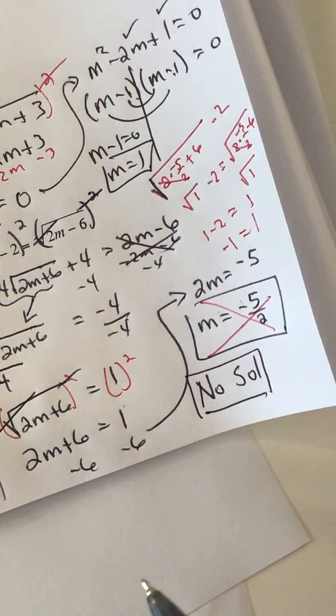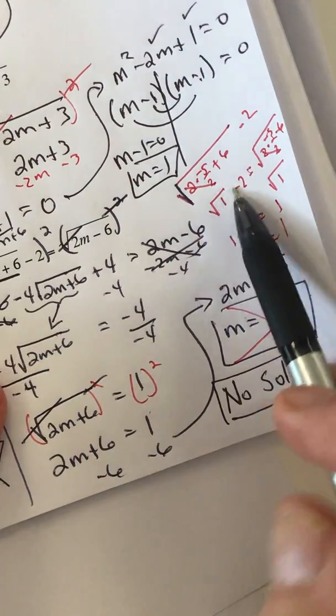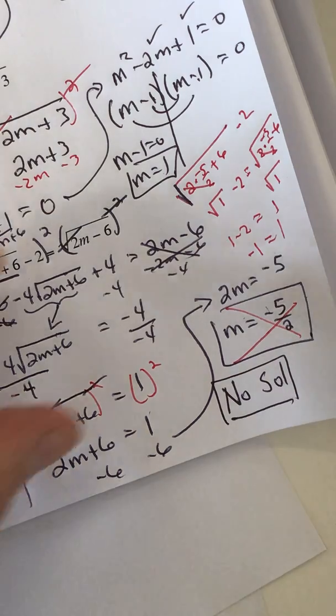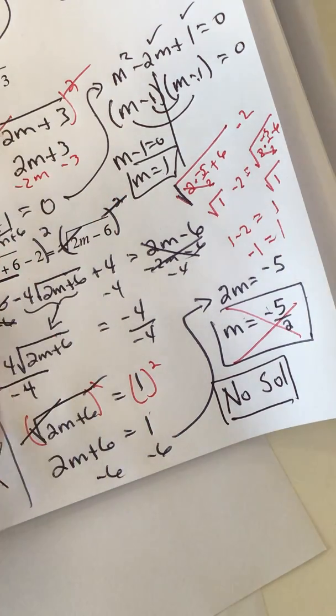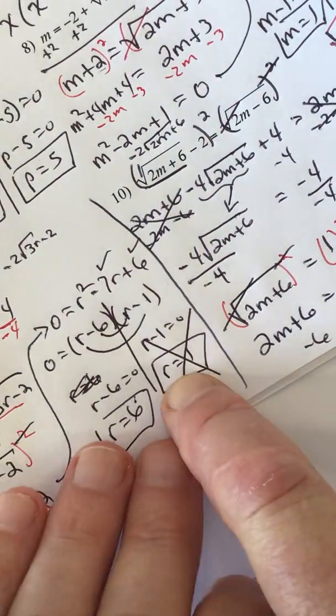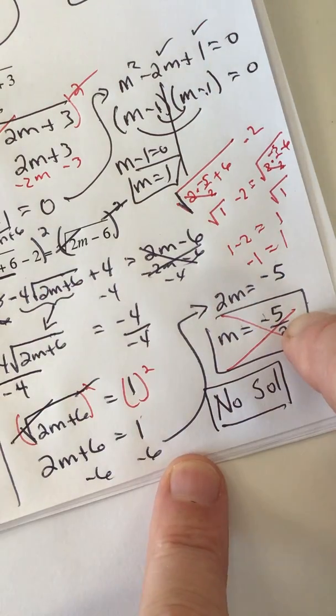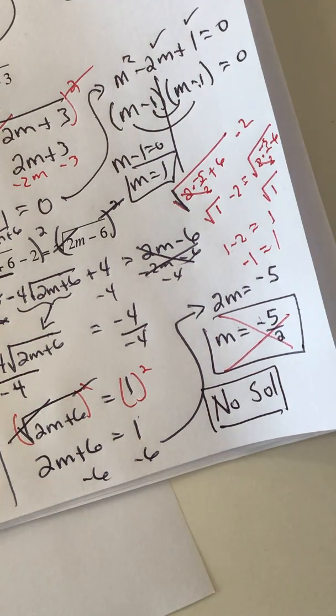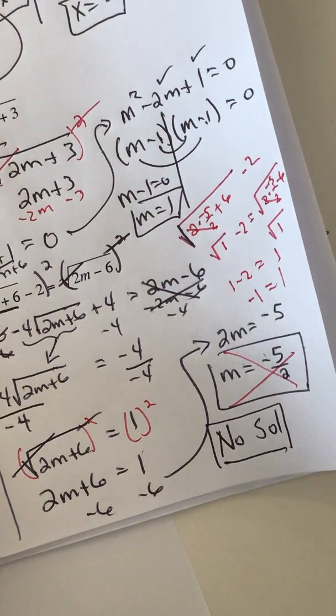Because the one answer that we ended up getting, when we put it back in there, did not give us a true sentence. So when you have to square things 2 times, you end up getting an extra answer sometimes. Like over here, we ended up with 2 answers, but one of them didn't work. Over here, we only ended up with 1 answer, and that one didn't work. So you have to check those when you're squaring both sides. Check your answers.